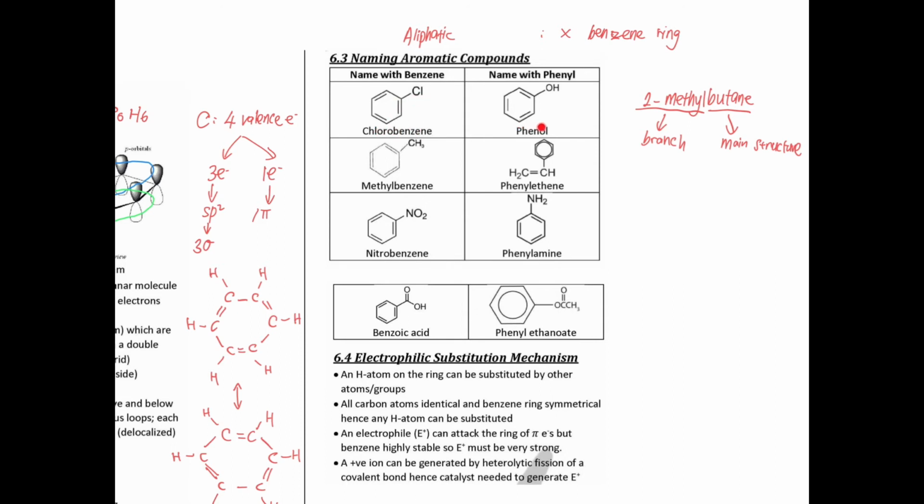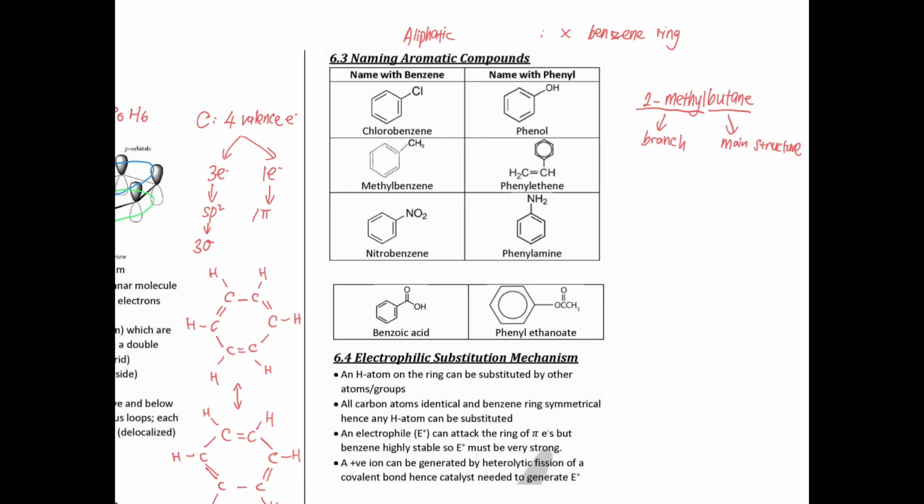Phenol comes from the word phenyl. The phenyl is the branch, and this is the OH, the -ol, the alcohol, as the main structure. Phenylethene: ethene is the main structure, phenyl is the branch. Methylbenzene means you have CH3. Nitrobenzene means you have NO2 as the branch. Benzoic acid, you have COOH as the branch. The other side, we have phenylamine, where you have NH2 as the main structure.